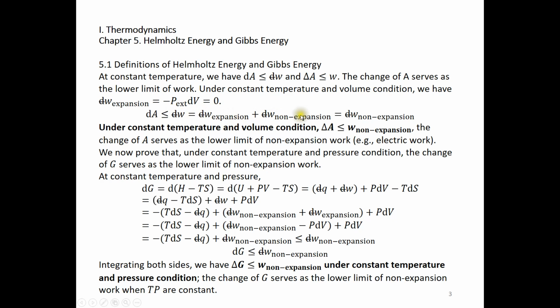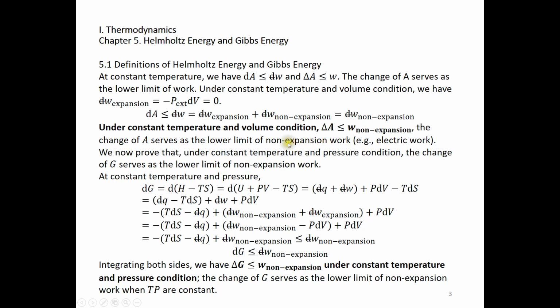If the condition is constant temperature and constant volume, dW expansion is 0, and because dA is less than or equal to dW, under constant temperature and volume condition, we can write dA is less than or equal to dW non-expansion, and therefore delta A is less than or equal to W non-expansion. The change of A serves as the lower limit of non-expansion work. For example, electric work is non-expansion work under the constant temperature and volume condition.